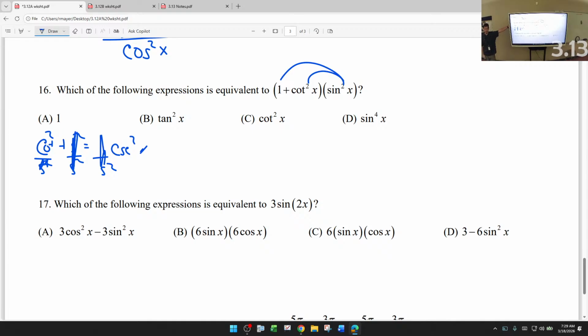Again, that's what makes these hard, guys. There's a bunch of ways to do it. As long as you're not doing anything wrong mathematically, you're okay. So 1 plus cotangent squared is one of those easy ones that's equal to cosecant squared. And then I'm multiplying that times sine squared. Cosecant squared is 1 over sine squared, and 1 over sine squared times sine squared is 1.